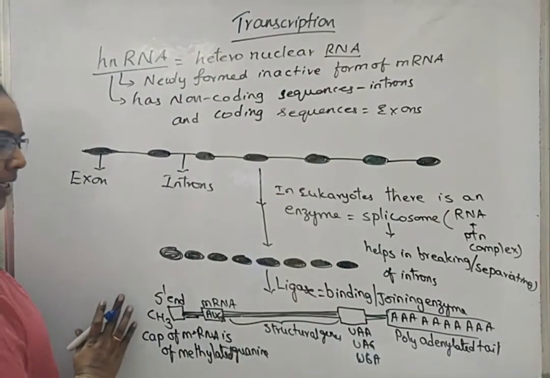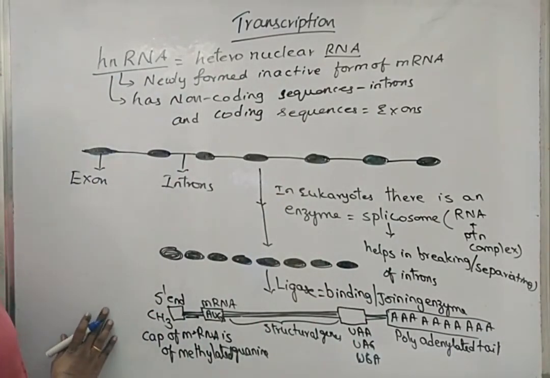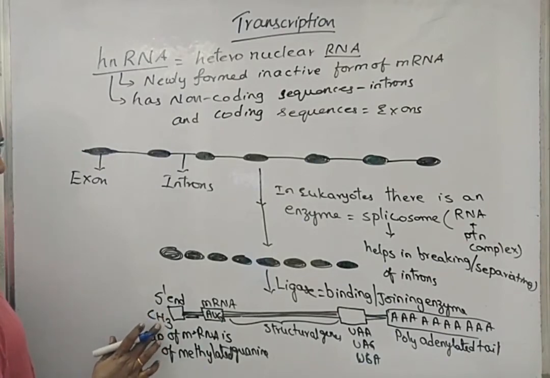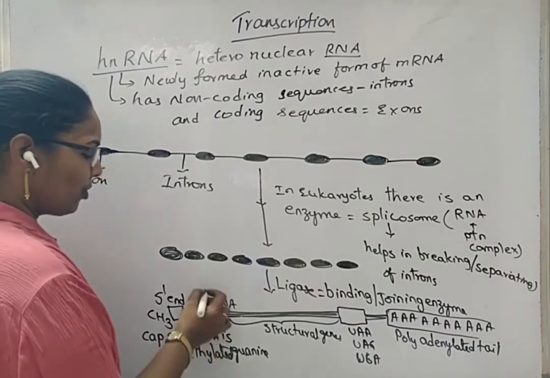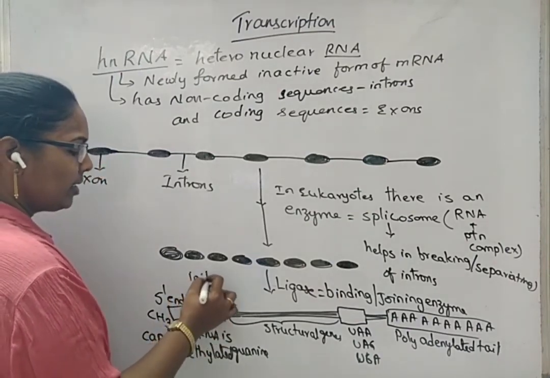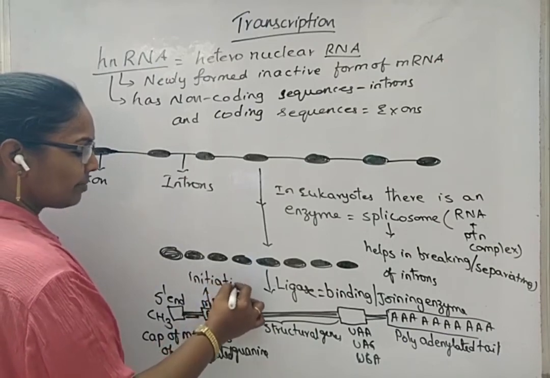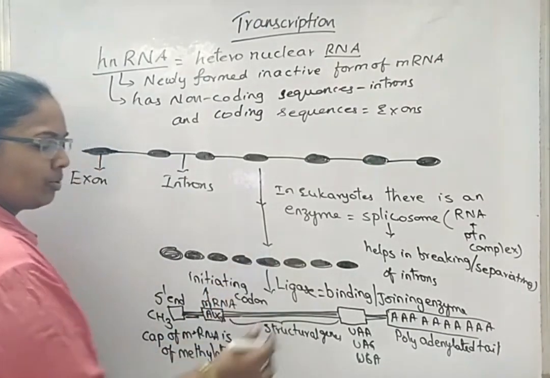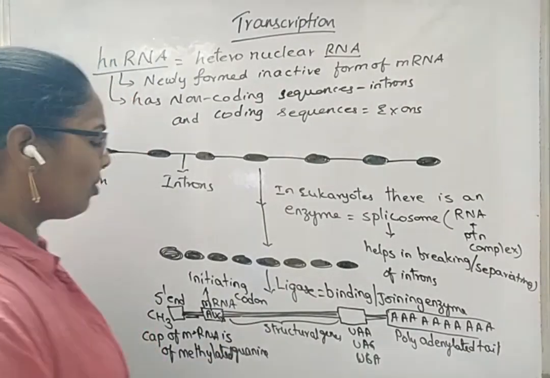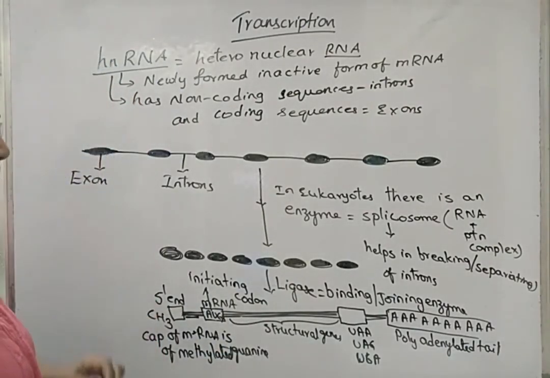So in case of one active completely formed mRNA, we have a 5' methylated guanine cap. Next is non-coding sequence. Next is AUG, the initiating codon. AUG is the initiating codon. It initiates for methionine amino acid. So now we have seen complete formation of mRNA by the process of transcription.